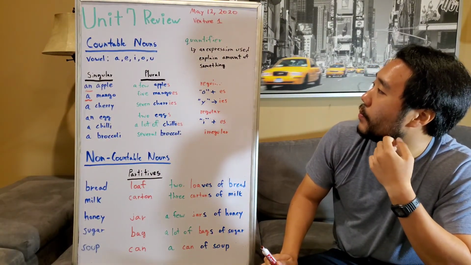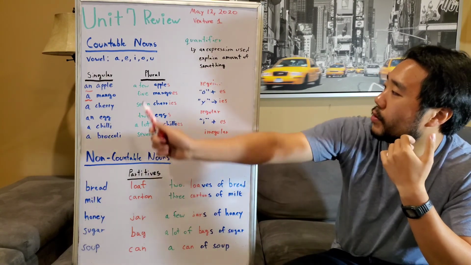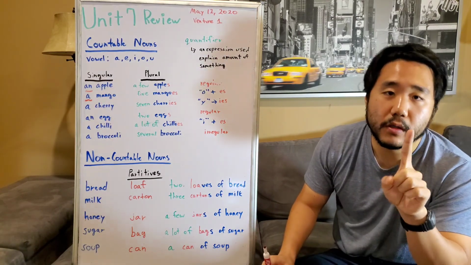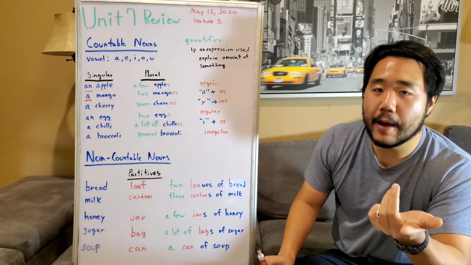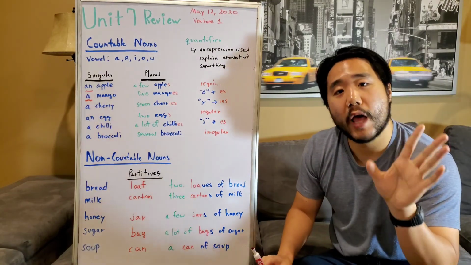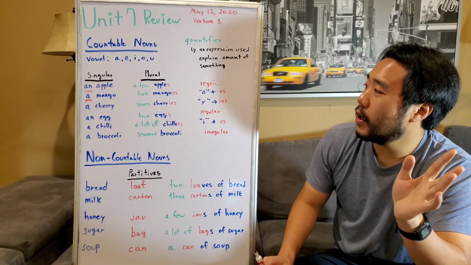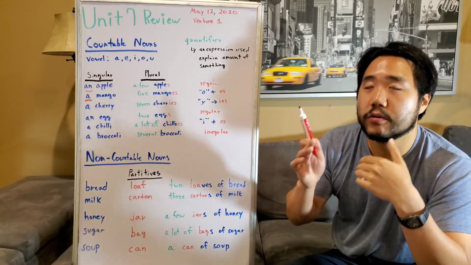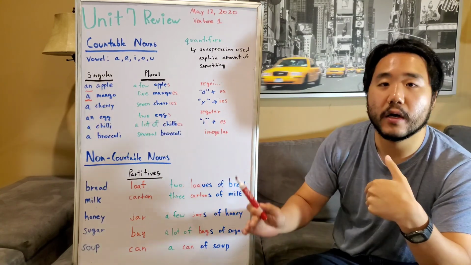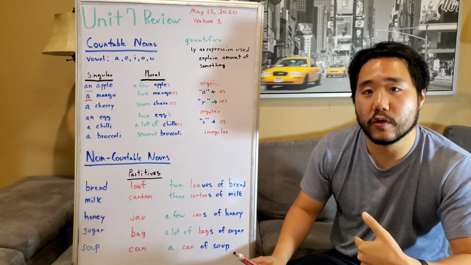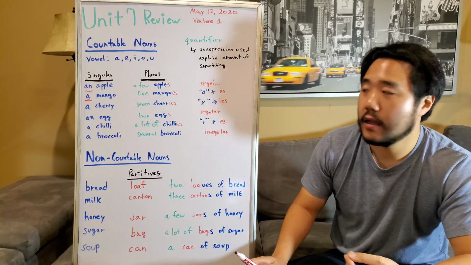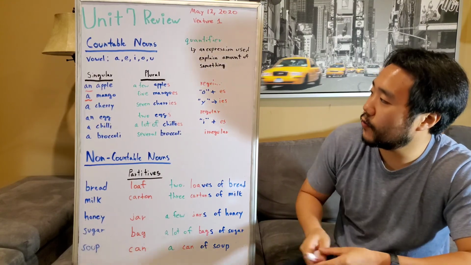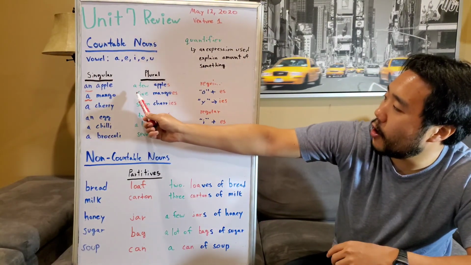And now, let's talk about plural. So if we have one apple, we say an apple, right? But if we have more than one apple, what do we do? The plural form of an apple is apples. So you just have to add a letter S. But let me go over a few examples of plural that I have here. So for an apple, I said a few apples.